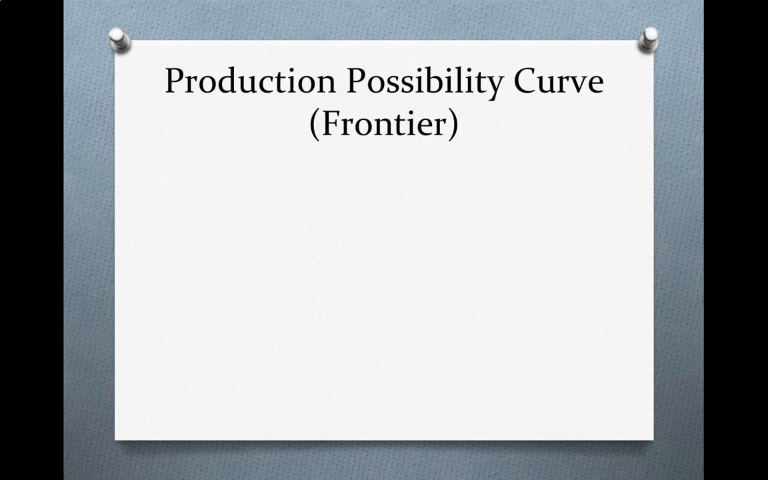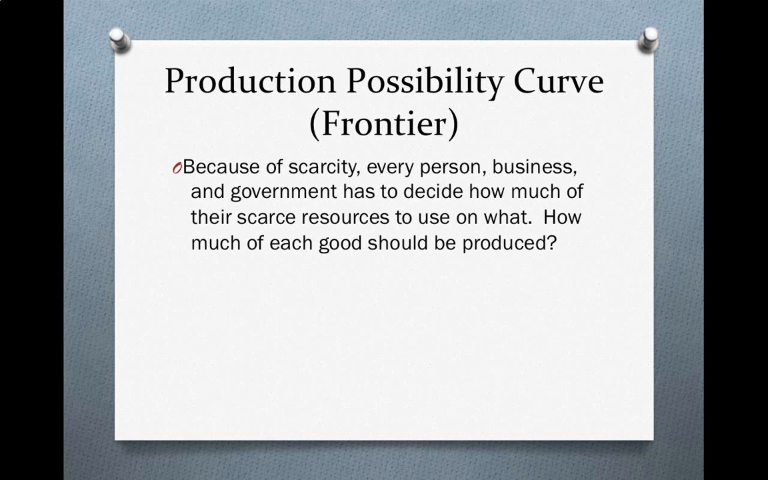Okay, we've been talking about opportunity costs and trade-offs, and there are a million different possibilities in terms of what we can produce, what we can buy, all of those different things. A production possibility curve is just another tool that we're going to use to evaluate opportunity costs because we know that scarcity exists. Every person, business, government has to decide how much of their scarce resources they're going to use on what. How much are we going to produce if we're a business, all of those things.